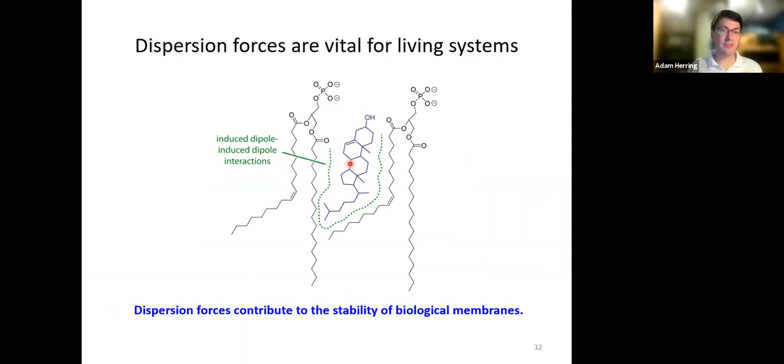Dispersion forces are vital for living systems. In this case, we see here a steroid molecule that's interacting with the fatty acid lipid bilayer in a cell membrane. The dispersion forces that exist between the large nonpolar steroid and the large nonpolar regions of the fatty acids will stabilize the molecule.